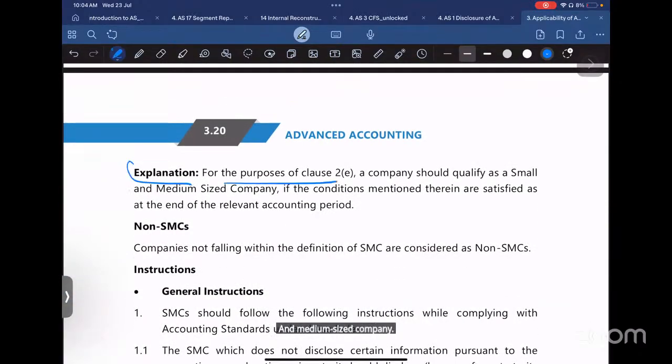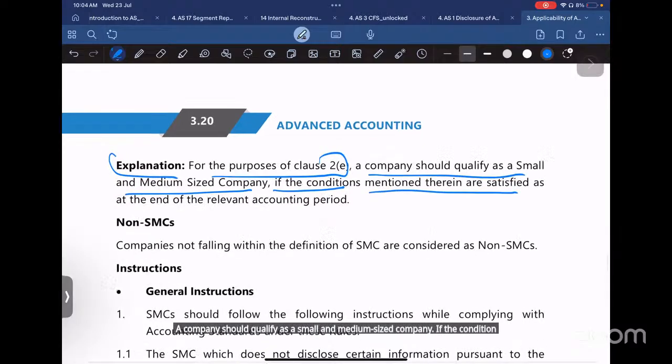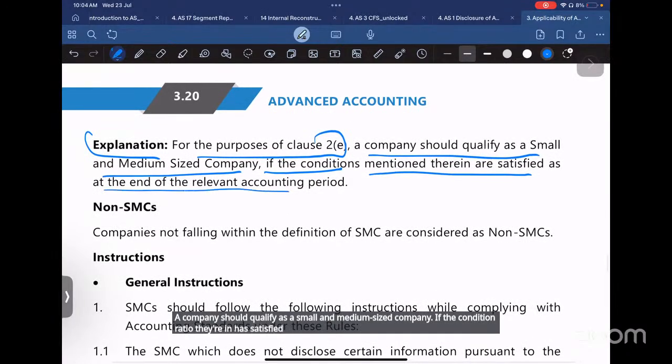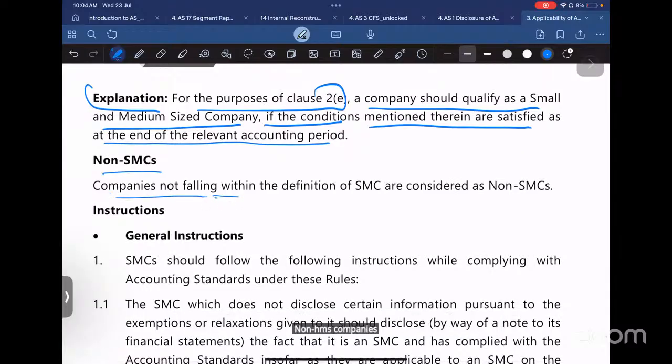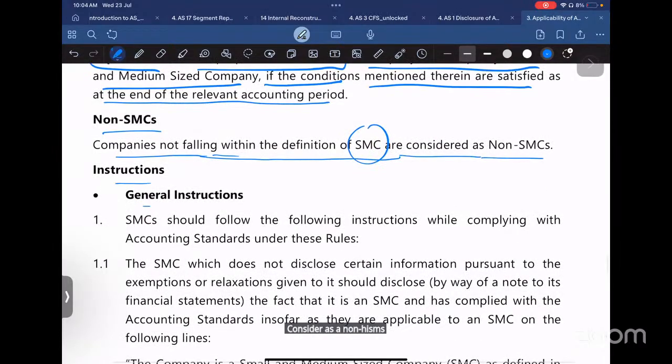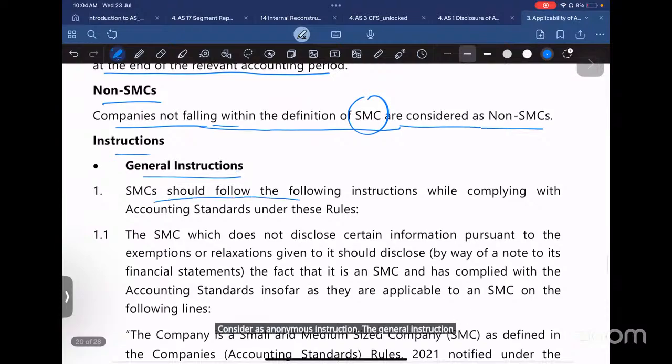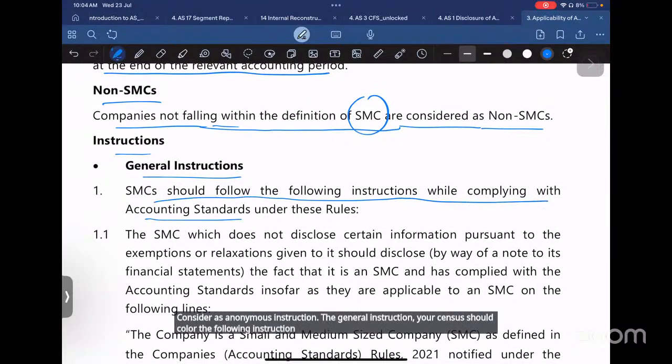Explanation: for the purpose of Clause 2(e), a company should qualify as a small and medium-sized company if the conditions mentioned therein are satisfied as at the end of the relevant accounting period. Companies not falling within the definition of SMCs are considered as non-SMCs. General instruction: SMCs should follow the following instructions while complying with the accounting standards under these rules.